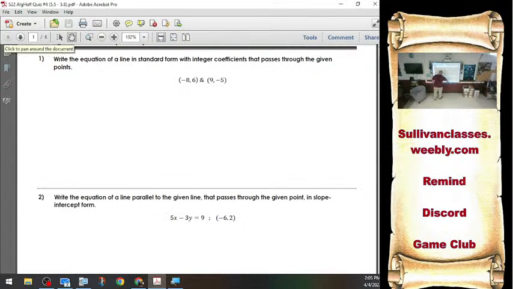Write the equation for a line in standard form with integer coefficients that passes through the given points. We even had steps for these. Go back to section 5.5. Do you have the steps written? Do you know what standard form is?